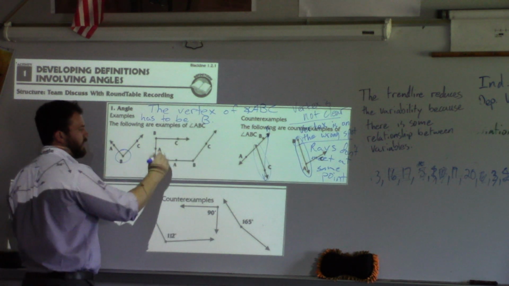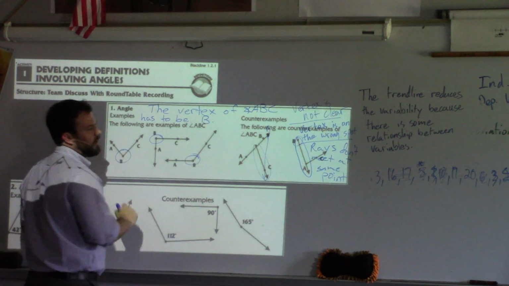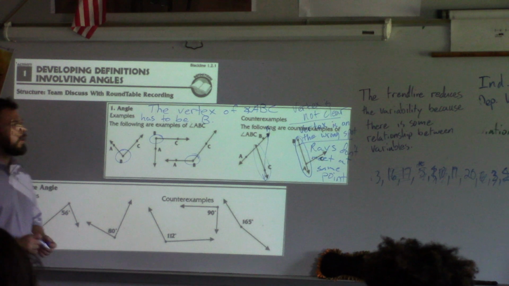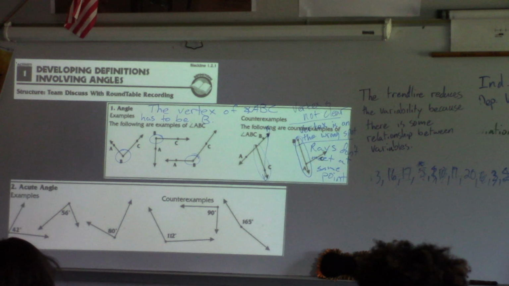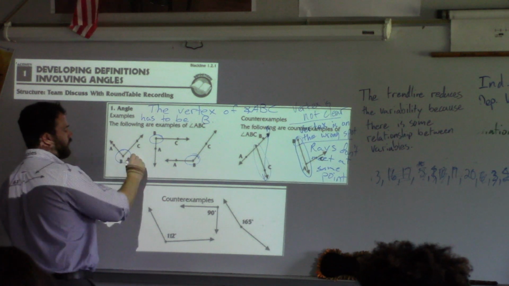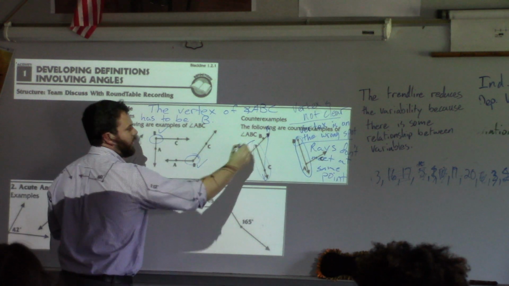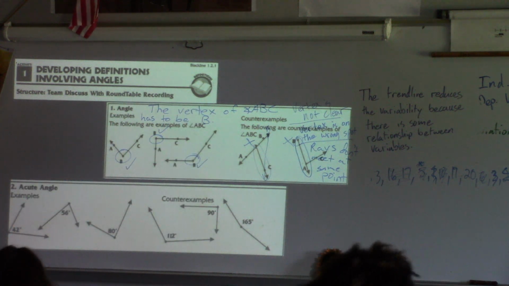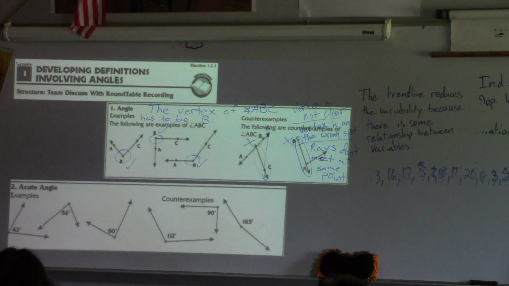Right? And so we see that here, here, and here. We don't necessarily see it with the counterexamples, right? The vertex of angle ABC has to be B. And so we are good, we're good, we're good, nope, and nope. So we had other details, but that biggest one is the vertex has to be B.